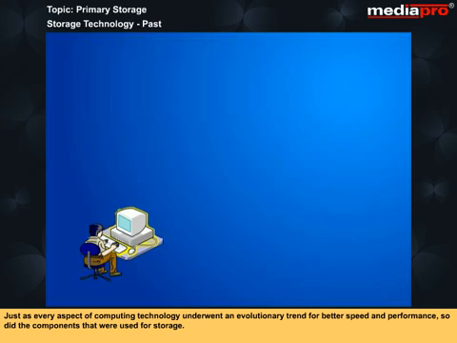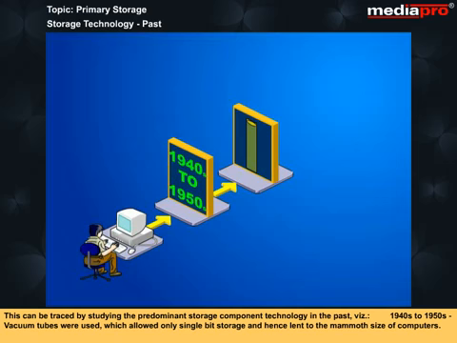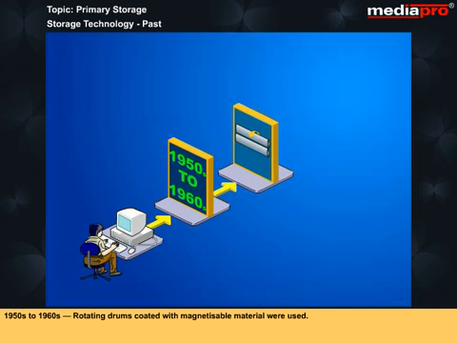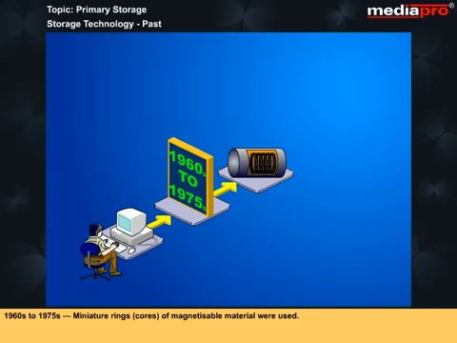Just as every aspect of computing technology underwent an evolutionary trend for better speed and performance, so did the components that were used for storage. This can be traced by studying the predominant storage component technology in the past. That is, 1940s to 1950s, vacuum tubes were used which allowed only single-bit storage and hence lent to the mammoth size of computers. 1950s to 1960s, rotating drums coated with magnetizable material were used. 1960s to 1975, miniature rings or cores of magnetizable material were used.